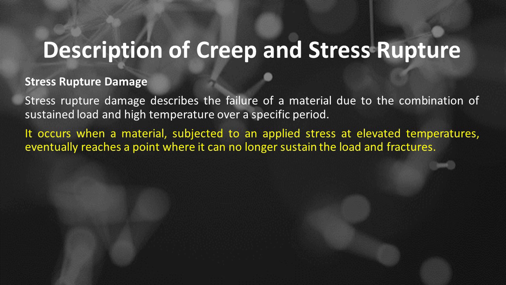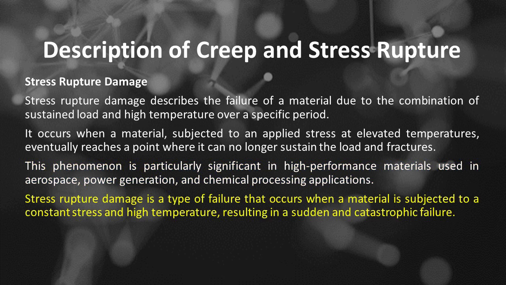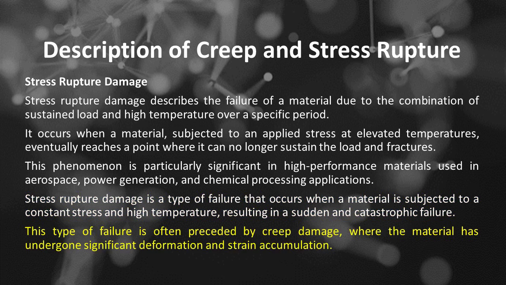It occurs when a material, subjected to an applied stress at elevated temperatures, eventually reaches a point where it can no longer sustain the load and fractures. This phenomenon is particularly significant in high-performance materials used in aerospace, power generation, and chemical processing applications. Stress rupture damage is a type of failure that occurs when a material is subjected to a constant stress and high temperature, resulting in a sudden and catastrophic failure. This type of failure is often preceded by creep damage, where the material has undergone significant deformation and strain accumulation.